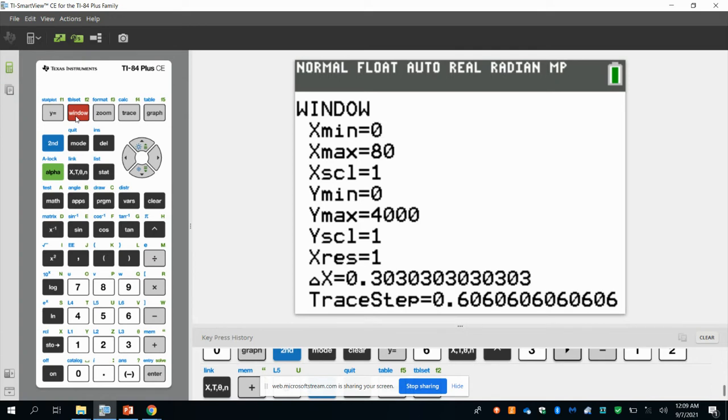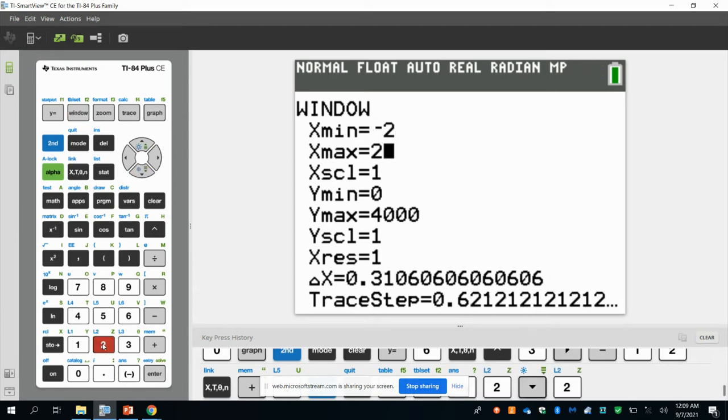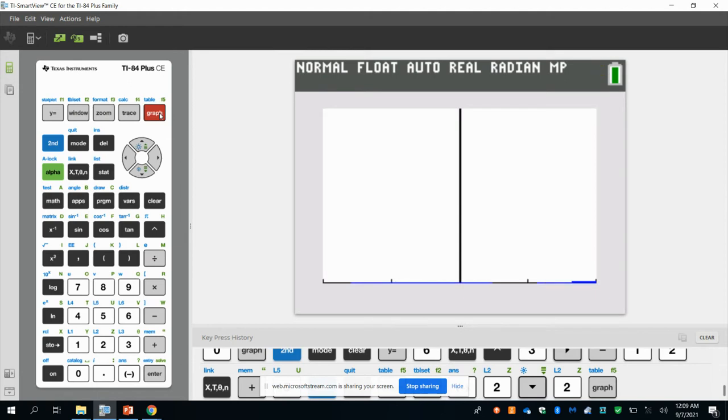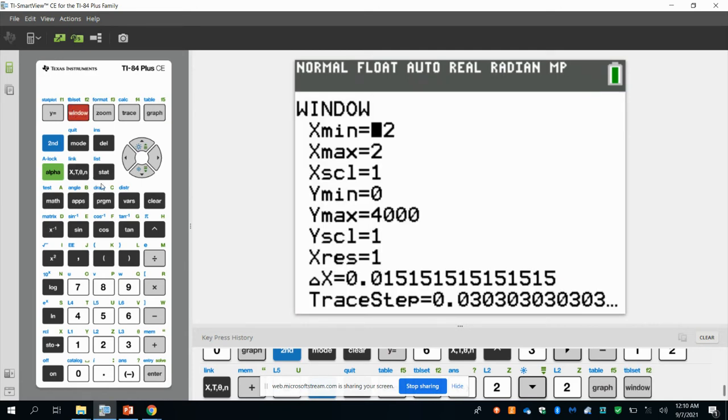So remember how we determine the window size? X minimum and x maximum are given by the problem. It gives the domain of x, which is -2 to +2. -2 is for x minimum, +2 is for x maximum. And then we can just look at the graph, see any difference? It doesn't display anything. So that means the y minimum and y maximum are still not right.